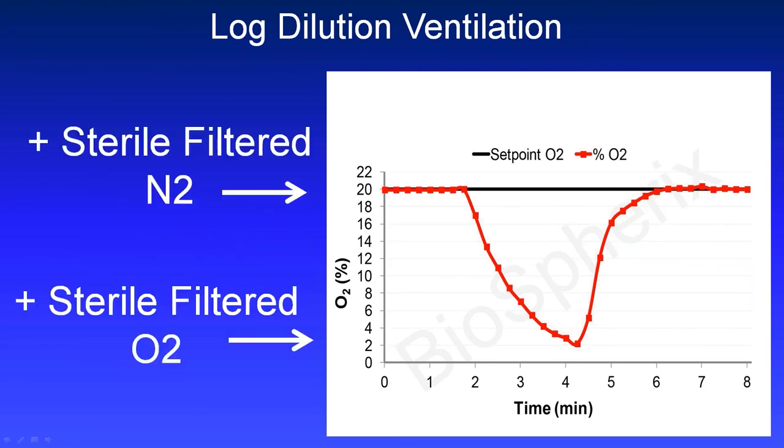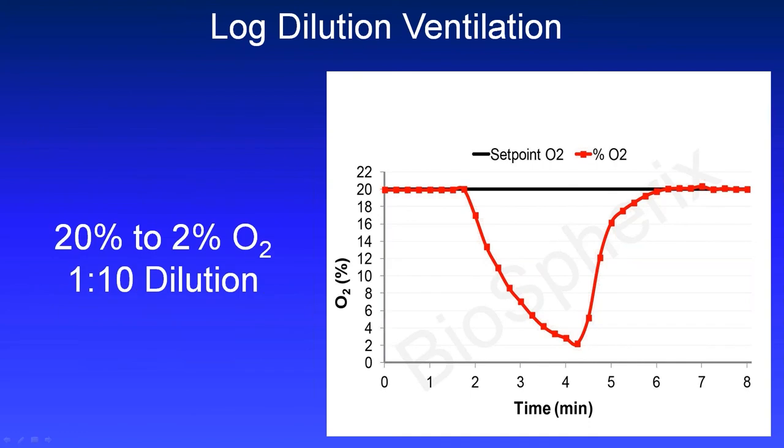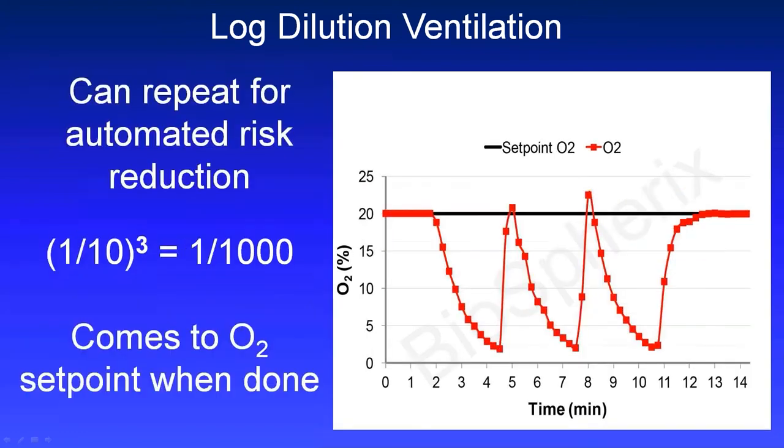The Xvivo system will automatically infuse nitrogen, taking oxygen from a level of 20% down to 2%. And that is a 1 to 10 dilution of the atmosphere in that chamber, or a 1 log reduction in any particle risk that might be in that atmosphere as well. And you can repeat this for an automated risk reduction.